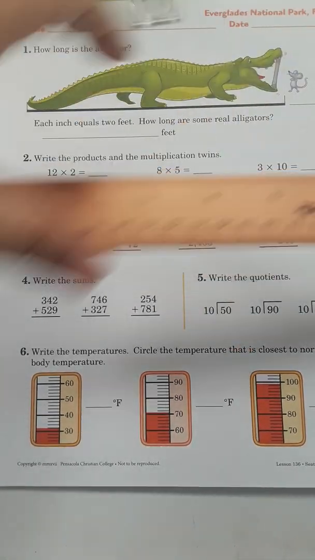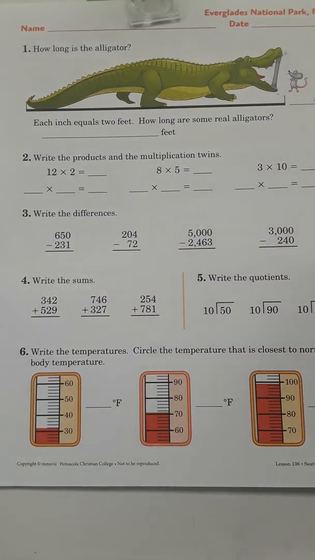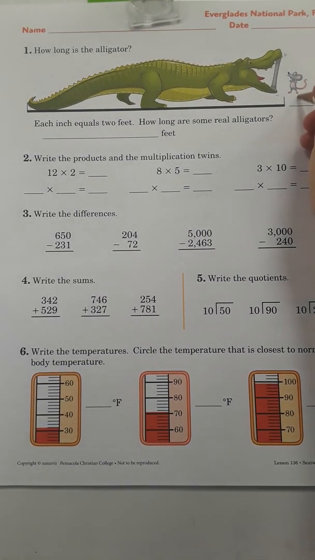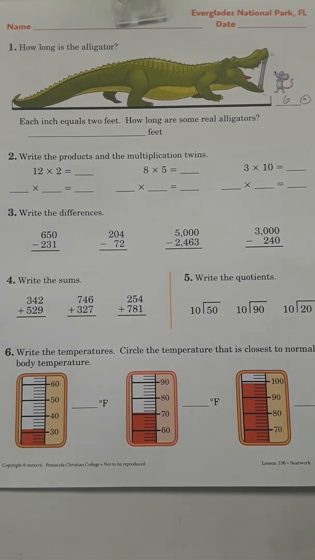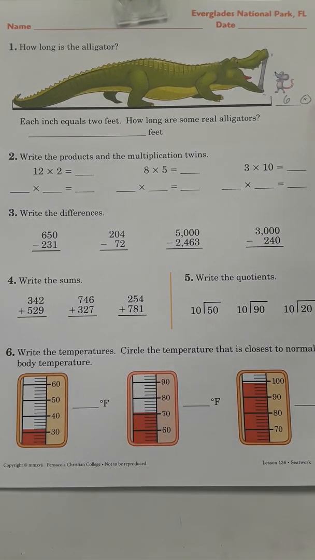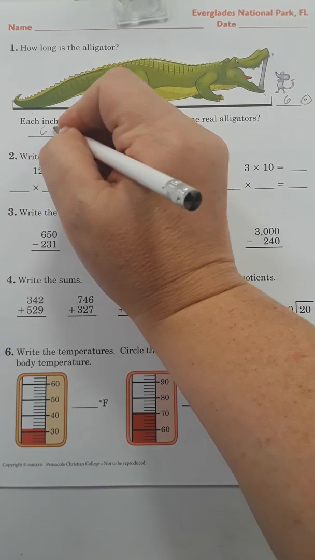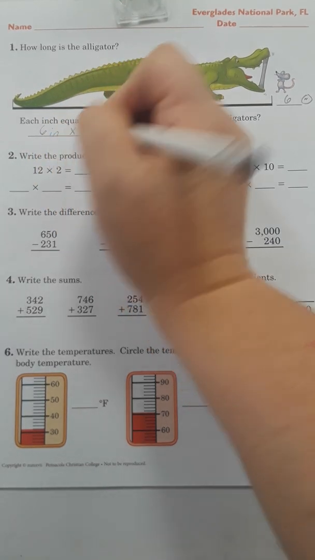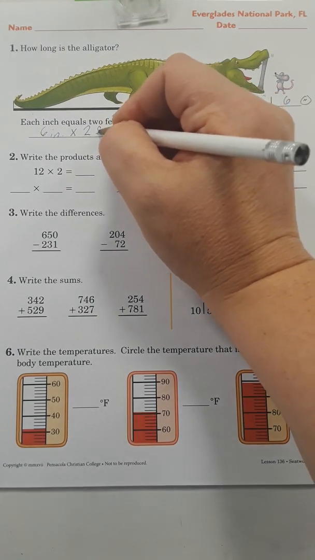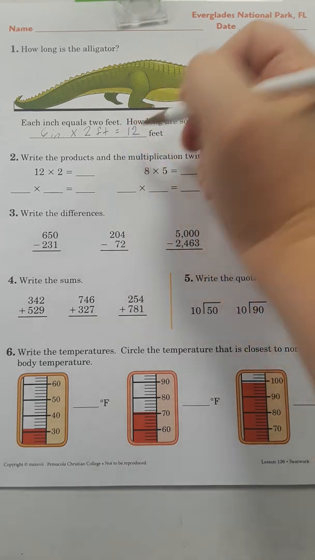6 inches. See this symbol right here is the inch symbol. So it is 6 inches. Let me show you that. There you go. The symbol is the inch symbol. 6 inches, each inch equals 2 feet. So 6 inches times 2 feet equals 12 feet.